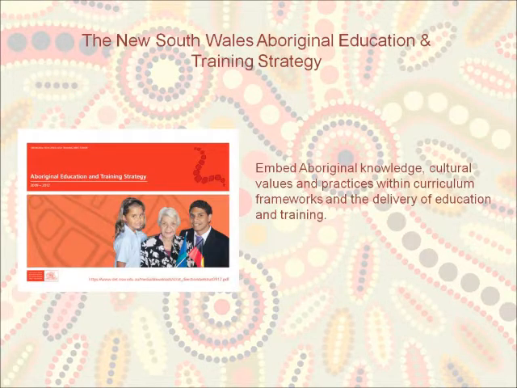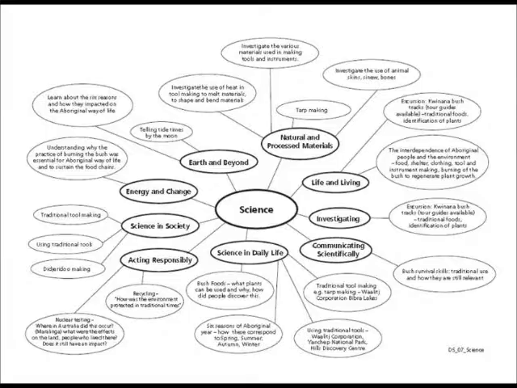Okay, let's get started. What is Indigenous knowledge in the curriculum? We'll have a look at New South Wales and also have a look at some First Nations ideas on this. And we may even look at a few different resources that are available across the other education systems in Australia. So what does it mean? The New South Wales Aboriginal Education and Training Strategy has a goal to have Aboriginal knowledge, cultural values and practices embedded within curriculum frameworks and delivery of education and training.